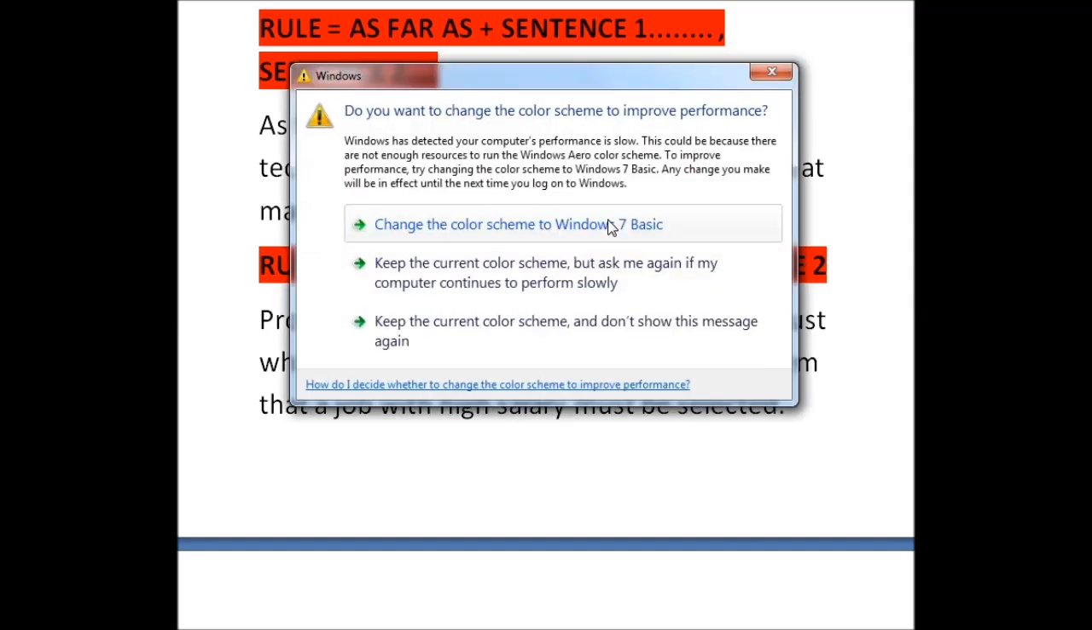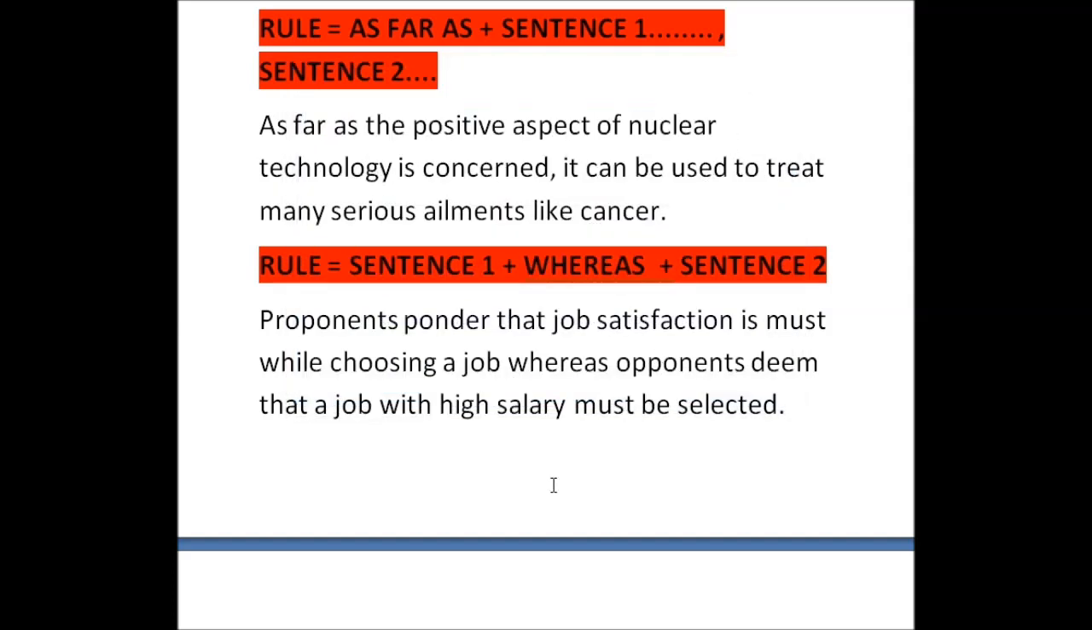Next is the use of whereas. Whereas, as you know very well, it is a comparative conjunction. First of all, we write the sentence number 1, then whereas, then sentence number 2. Now read the example. Proponents ponder that job satisfaction is a must while choosing a job. Here the while, again, is of the same type I explained earlier, used to extend the information. While choosing a job, whereas opponents deem that a job with high salary must be selected.